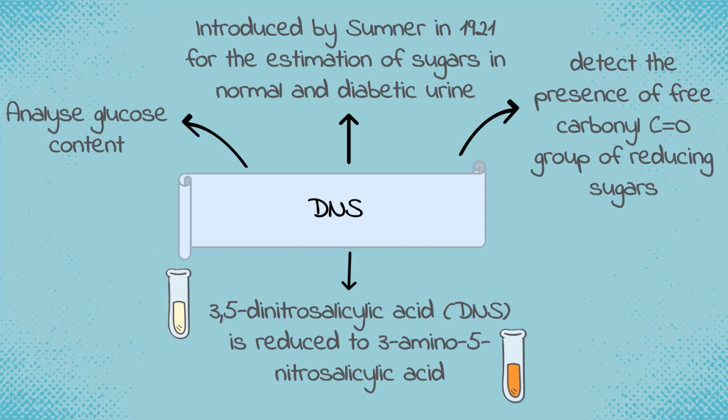DNS can detect the presence of the free carbonyl C=O group of reducing sugar, and this involves the oxidation of the aldehyde functional group present, for example in glucose, and the ketone functional group in fructose. At the same time, 3,5-dinitrosalicylic acid (DNS) is reduced to 3-amino-5-nitrosalicylic acid under alkaline condition. When 3,5-dinitrosalicylic acid, whose color is yellow, is boiled with reducing saccharide, it changes into 3-amino-5-nitrosalicylic acid, whose color is orange-red.